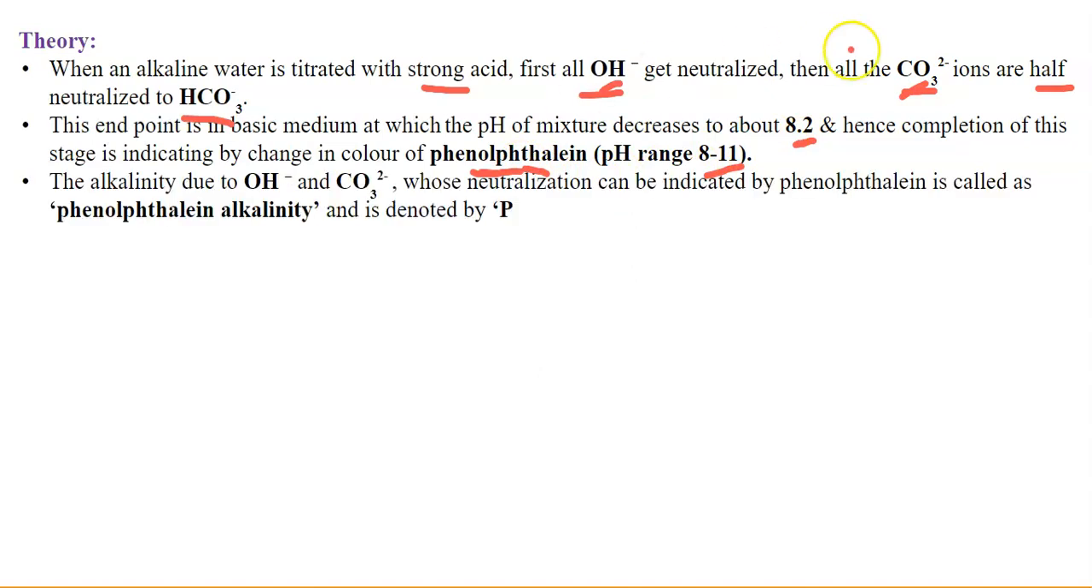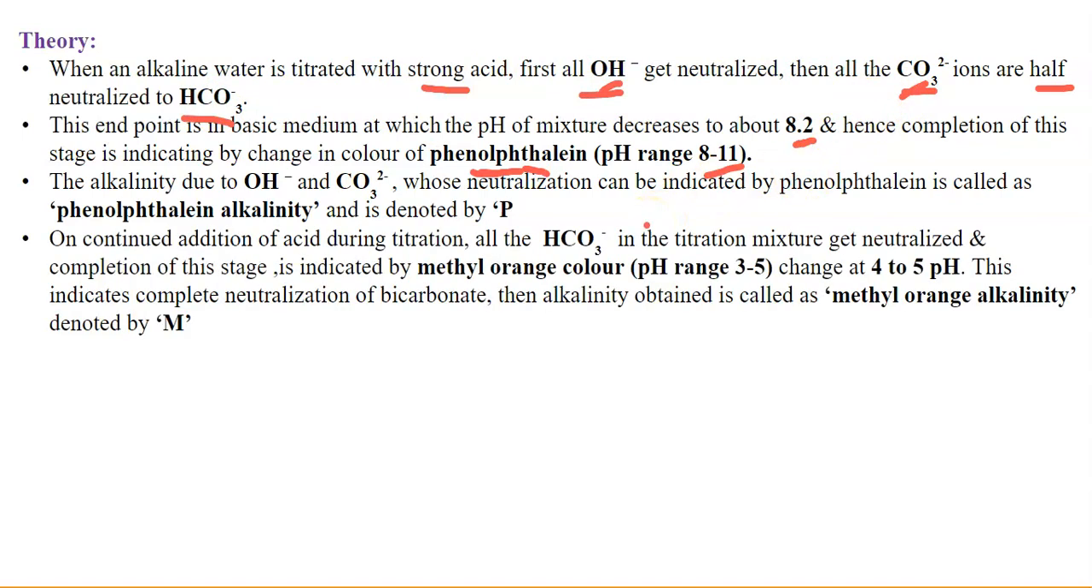Now, the remaining bicarbonates which are there in water and the bicarbonates which we get by half neutralization of carbonates are neutralized in presence of another indicator called the methyl orange indicator, which has a pH range of 3 to 5. So the bicarbonates get neutralized from pH 4 to 5. That is why we are using methyl orange indicator.